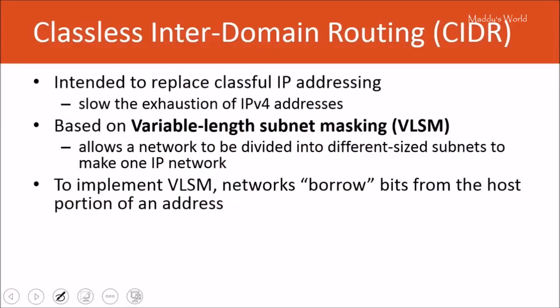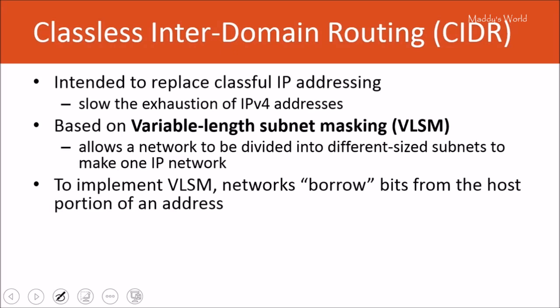All right, so with classless interdomain routing, if we take a look here at our slide again, it's intended to replace classful IP addressing, and it has, because we once again want to slow the exhaustion of IPv4 addresses. We don't want to run out. We want all of our devices to be able to access the internet and communicate with each other. It's based on something called variable length subnet masking, and that allows us to divide a network into those different size subnets. To implement VLSM, networks borrow bits from the host portion of an address.